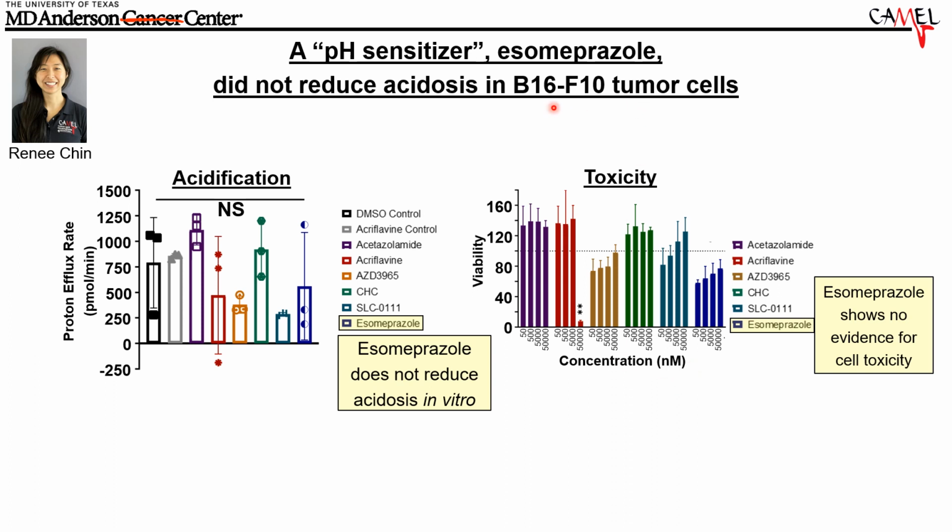We tried the study with B16F10 cells, which did not work as well. They're not as responsive to esomeprazole and do not decrease their acidosis, their acidity in vitro. Esomeprazole is non-toxic against this tumor cell line as well, though, so that's encouraging.